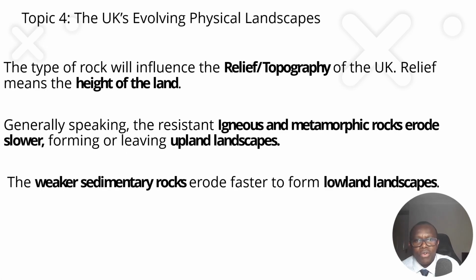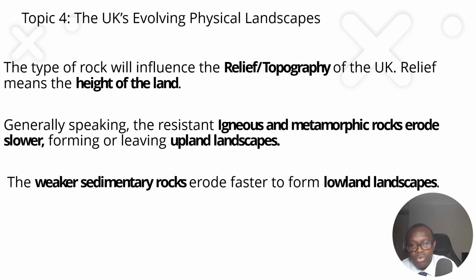So what does the rock type have to do with the physical landscapes of the UK? Generally speaking, the type of rock will influence the relief or the topography of the UK. Relief or topography refers to the height of the land, and the types of rock that we have will determine where we have upland landscapes and where we have lowland landscapes.